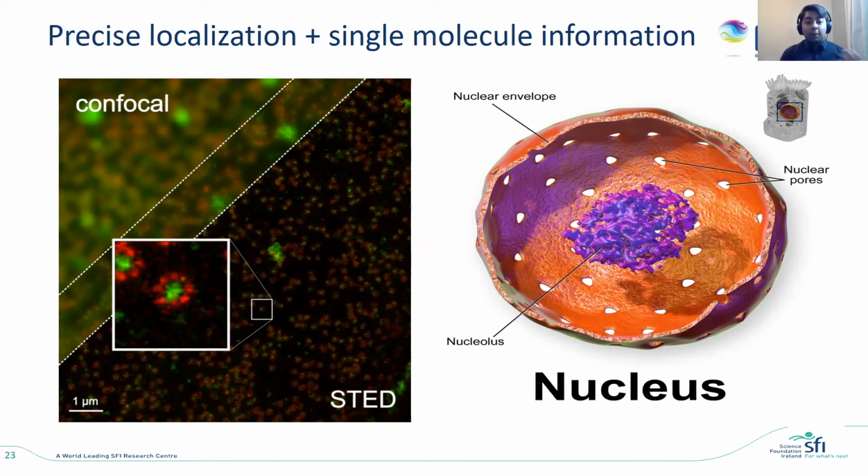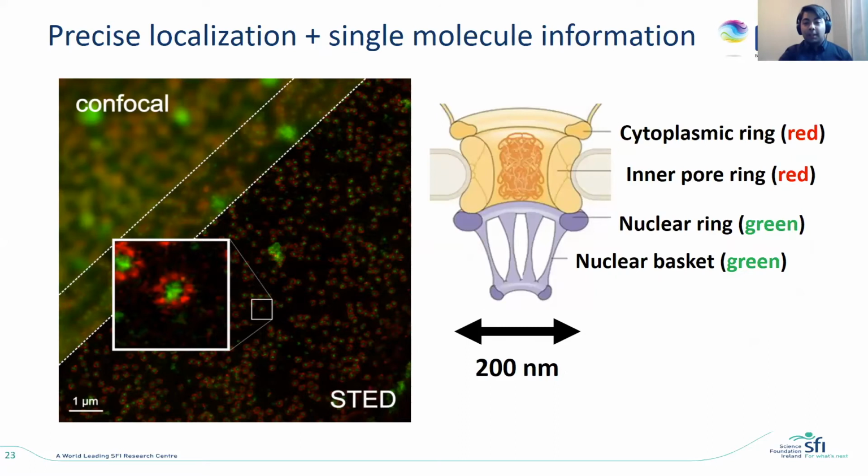So with confocal microscopy, it's not possible to see these pores. But if you use super resolution microscopy, it's very well defined. So you can see even the structures, the outer structure with the basket or the ring of this pore. And this is something that is of a size of a wavelength.